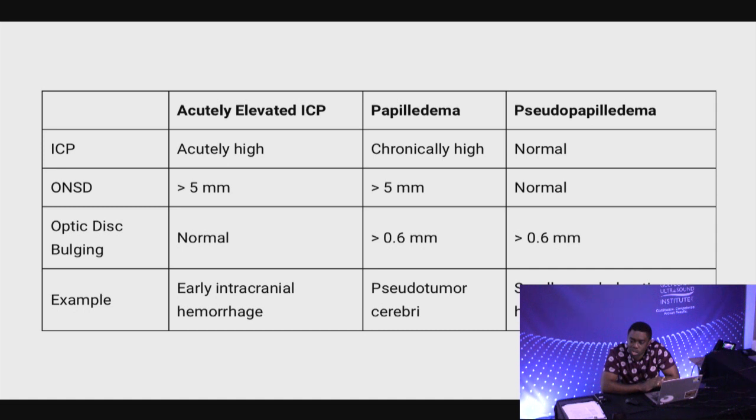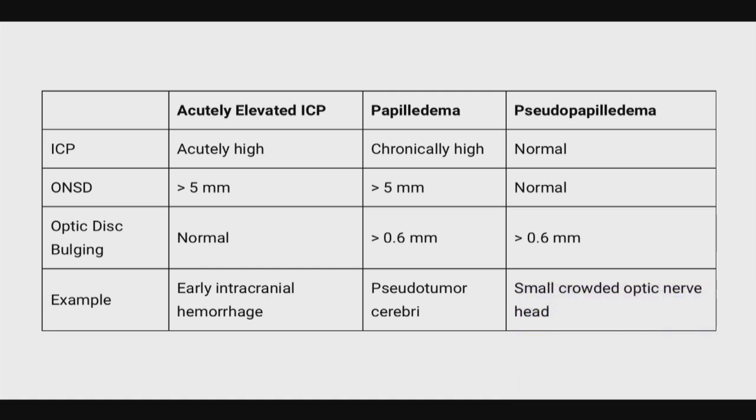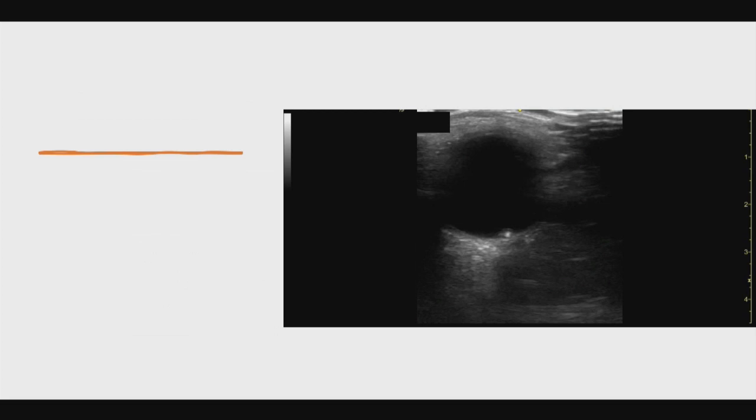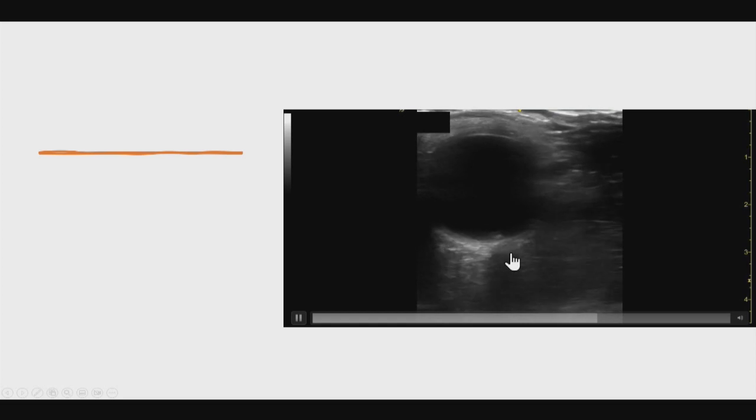So this is just a chart showing the difference between papilledema, elevated ICP, and pseudopapilledema. Acute versus chronic versus what is this? For that, we're going to give a case where we scanned an eye and we're seeing an elevation. The optic nerve sheath diameter kind of looks more dilated, but we'll measure it in a sec. So what do you guys see? What do you guys think is going on?